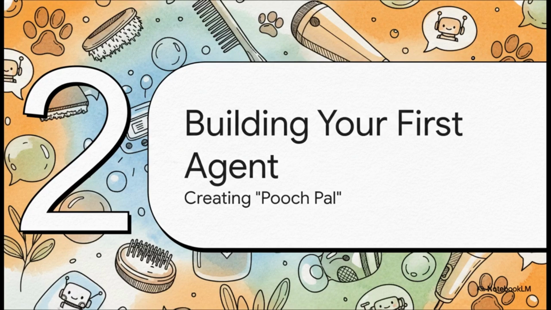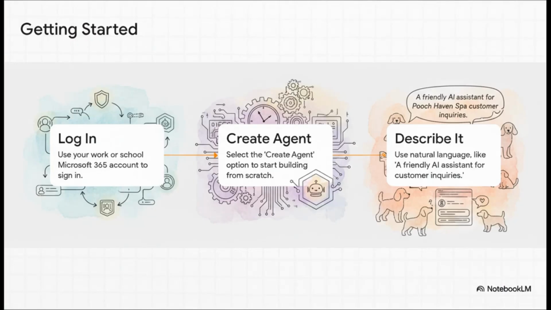To make this feel real, we're going to create a customer service bot for a fictional business I've just made up, a doggy spa called Pooch Haven Spa. And we'll call our little AI assistant Pooch Pal. Getting started is honestly so easy.